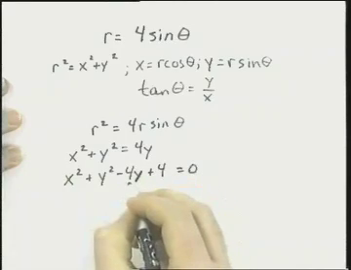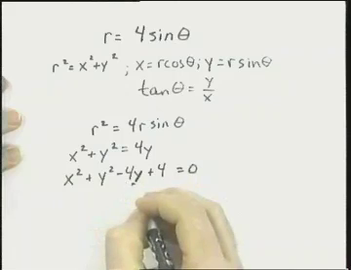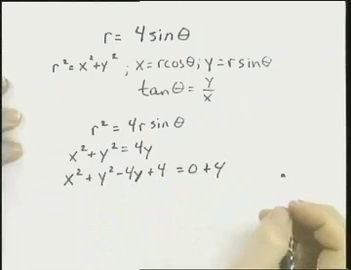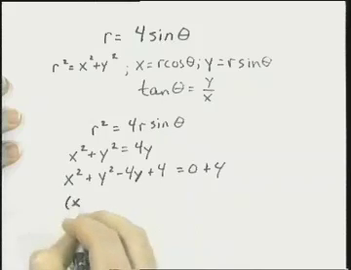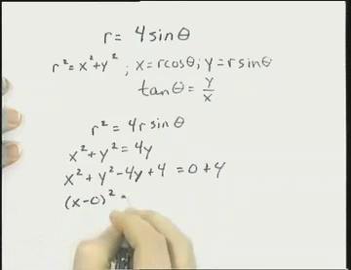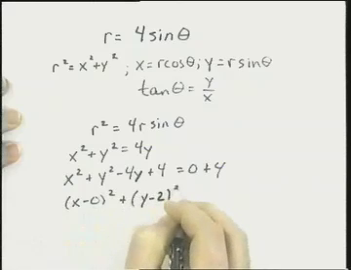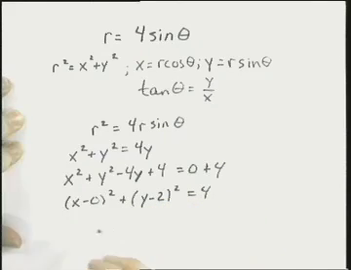I'm going to complete the square in y. Take half negative 4 and square it. Half of negative 4 is negative 2. Negative 2 squared is 4. Since I added 4 to the left, I add 4 to the right. Then I get, after I factor, (x minus 0) squared plus (y minus 2) squared equals 4.